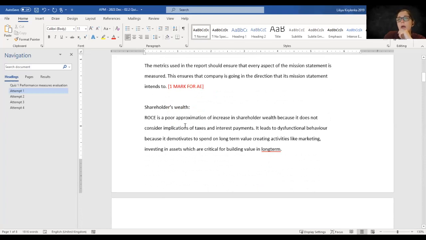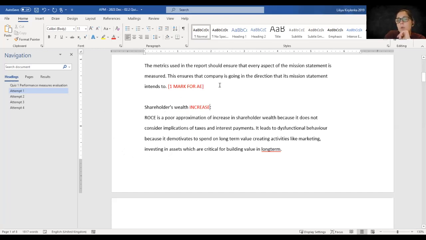Shareholders' wealth. It is very important to state what should be done with the shareholders' wealth, because some companies have a mission that is to preserve shareholders' wealth. Some of them have increase. So for us, it's increase.